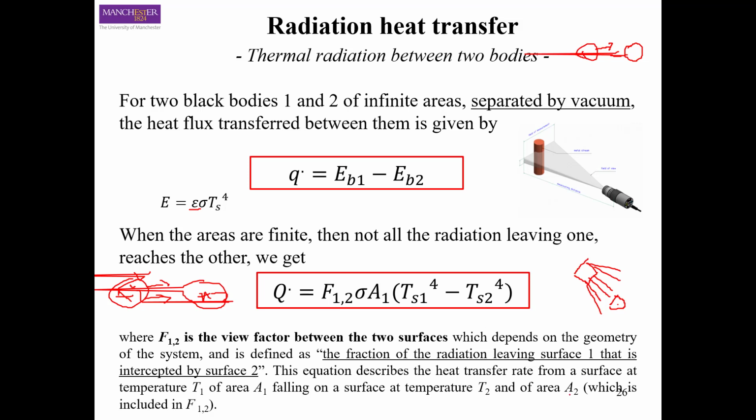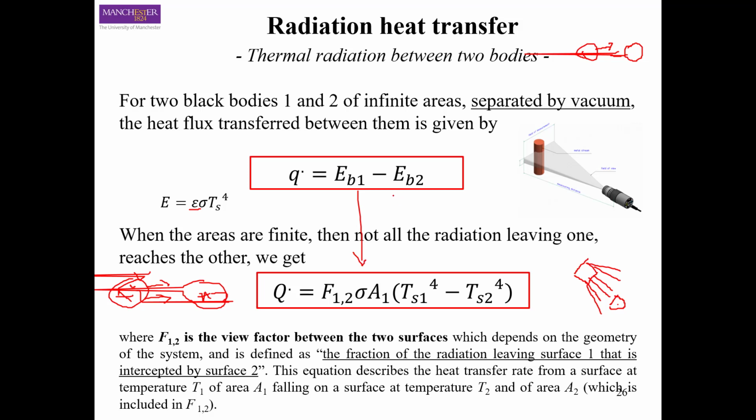Okay, and this equation itself defines, for example, the heat transfer rate from a surface at a temperature T1 and area A1 to a temperature T2 and area A2. And this relation between A1 and A2 is actually what is represented by this shape factor here. So the rest of the equation is very simple because this is actually the same equation that is here.